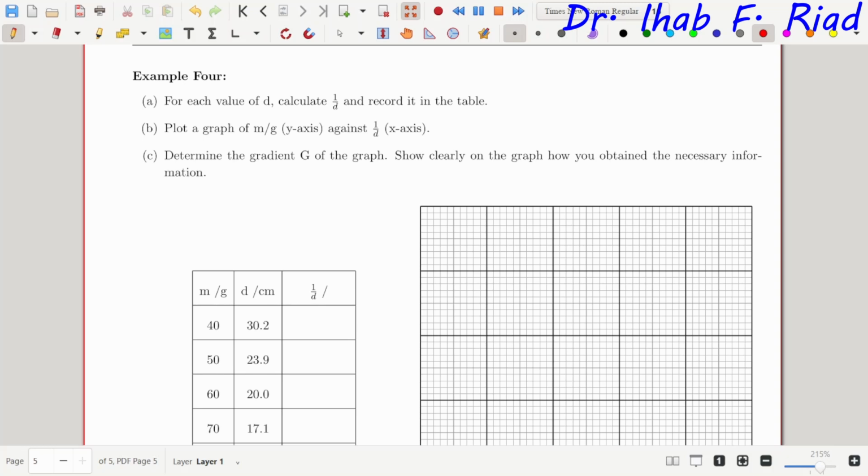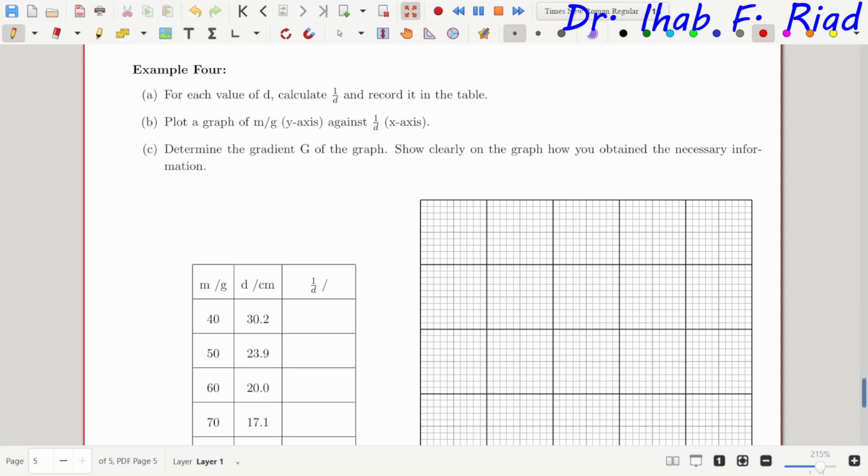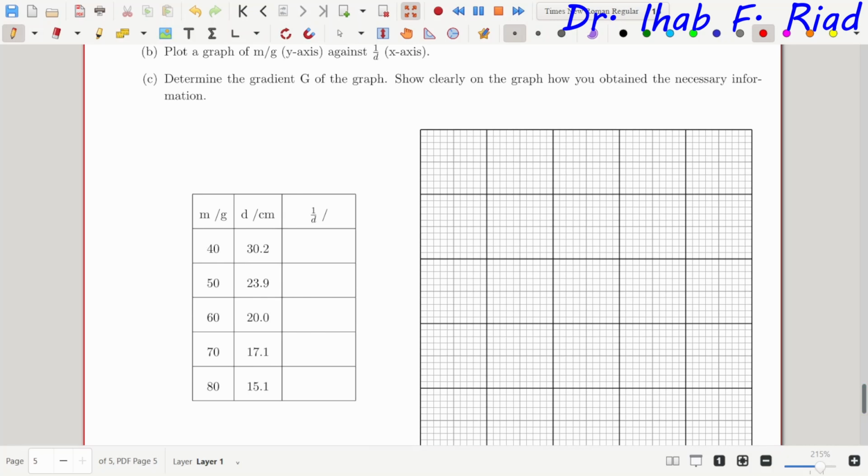So for each value of d, calculate 1 over d and record it in the table. Okay. So we have 1 over d. Let us do the calculation.